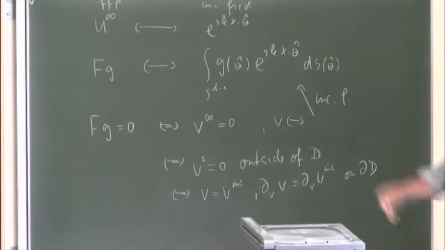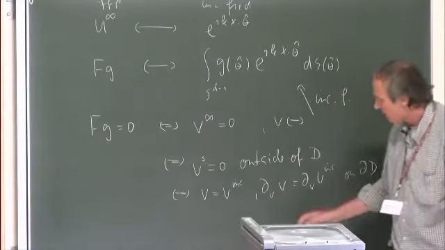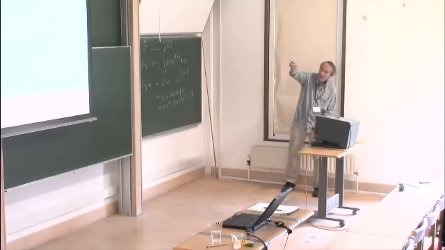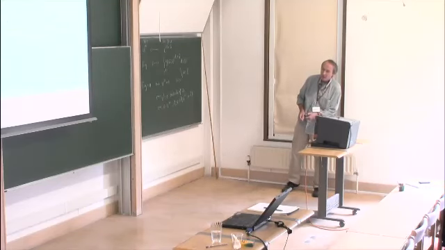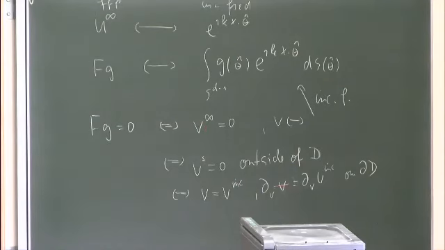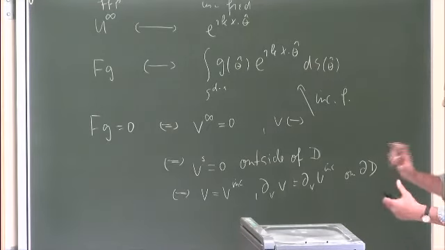And now you see the connection. v satisfies the modified Helmholtz equation in the interior of D, this one. And the incident field satisfies this equation inside of D. And on the boundary, the Cauchy data coincide. So if k square is not an eigenvalue, then both v and the incident field are 0, and that can only be if g is 0.